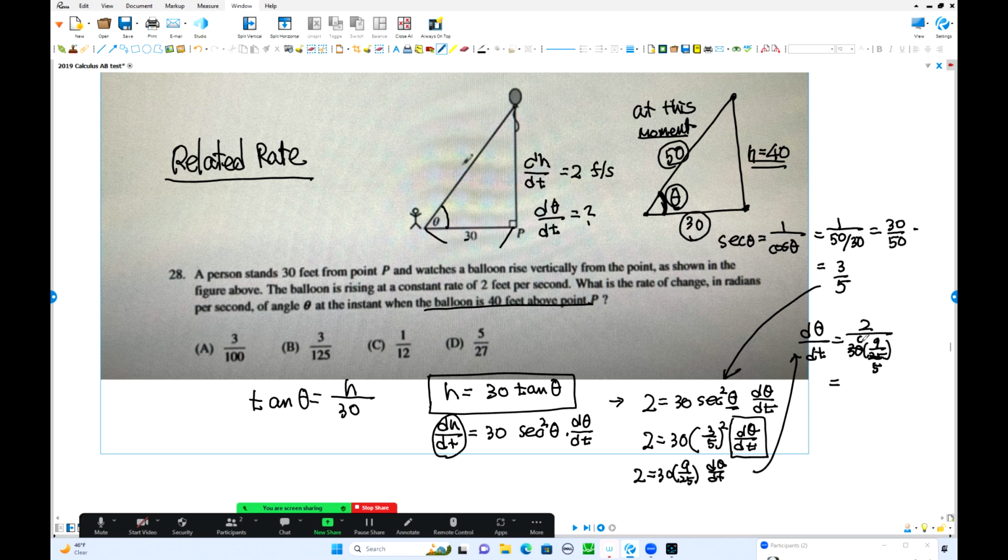This equals 2 times 5 over 54, which is 10 over 54. You can divide by 2 again: 5 over 27. So the rate of change in angle theta equals 5 over 27 radians per second. This one is a little more work.